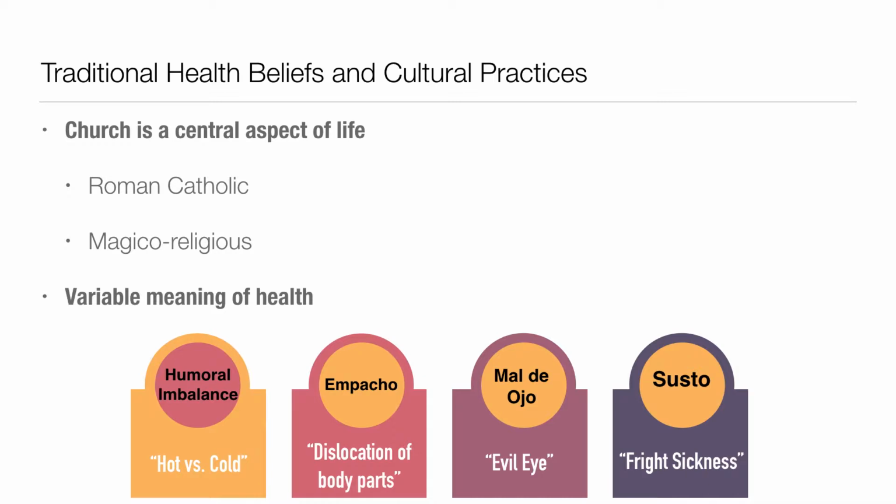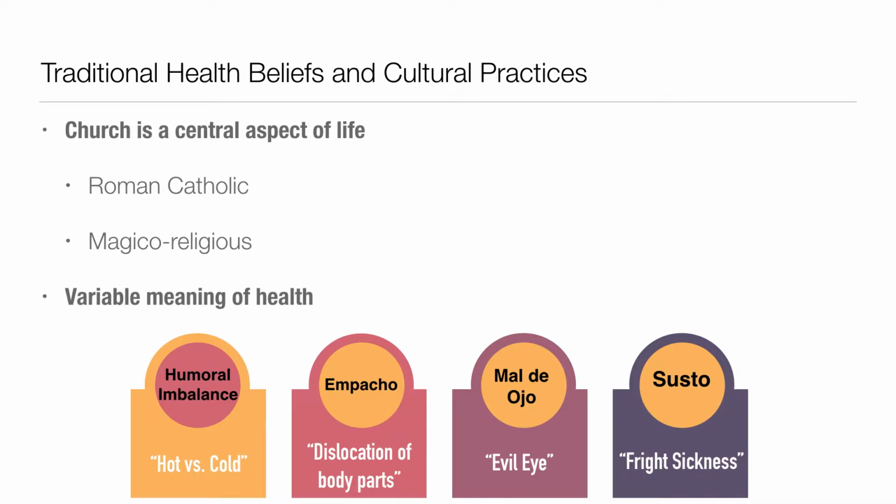Empacho, where an illness results from a dislocation of different parts of the body. For example, upset stomach or indigestion is thought to be caused by eating the wrong food at the wrong time of day, eating undercooked food, or swallowing gum. The most common treatment is rubbing the stomach or back gently with cooking oil and pinching the spine.